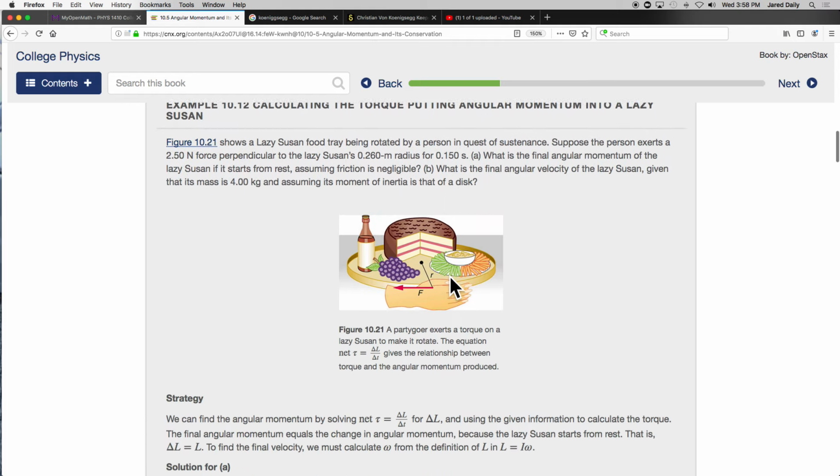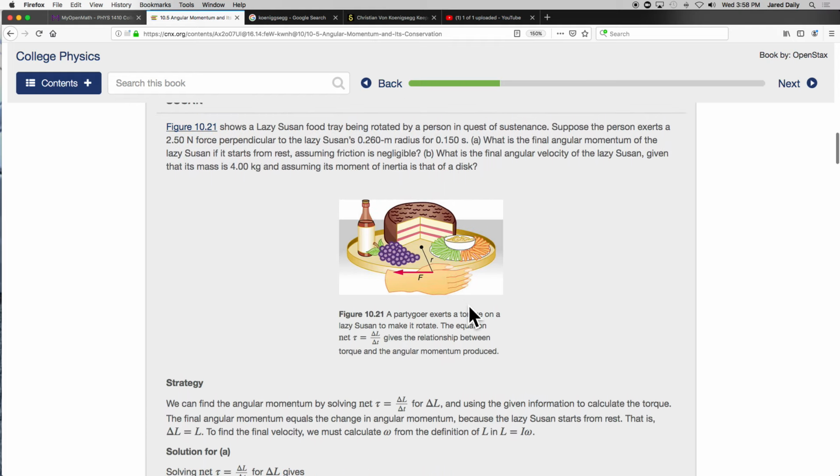Here's an example of this. We have this Lazy Susan, the spinning table, and we're going to exert a torque on it to make it start spinning. We want to see if the food can go flying off. Right here, they tell us the force, they tell us the radius, they tell us the time. They want to know what the final angular momentum is if it starts from rest with no friction.